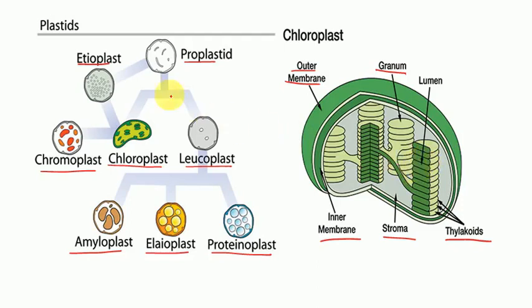So from this picture you can find the types of plastids. Mainly three types: chromoplast, chloroplast and leucoplast. Chromoplast is color other than green. Chloroplast is green plastid. Leucoplast is colorless plastid. From leucoplast, amyloplast, elaioplast and proteinoplast are formed.